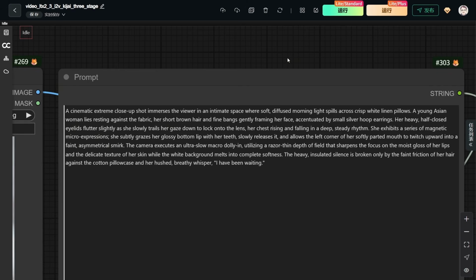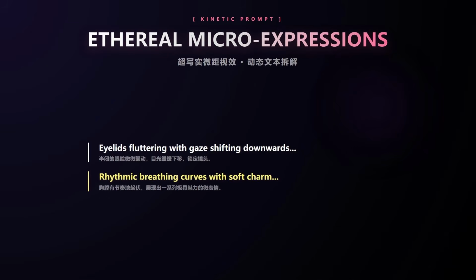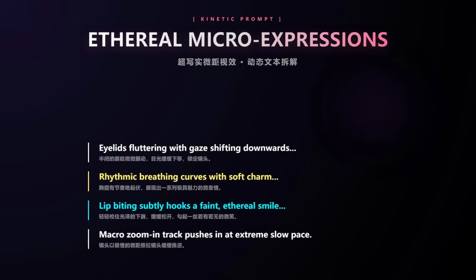We described her expression like this. She half squints her eyes with a slight flutter, then her gaze slowly shifts downwards, ultimately locking onto the camera. She displays a series of highly captivating micro-expressions. For instance, she bites her glossy lower lip with her teeth, then slowly releases it, and the corners of her mouth turn up into a faint, almost imperceptible smile.